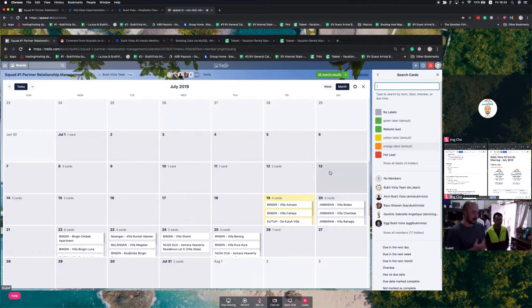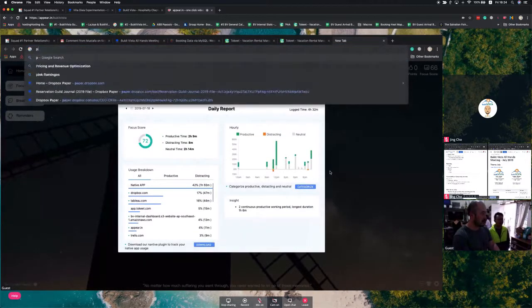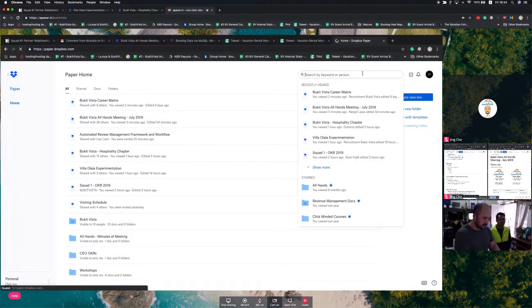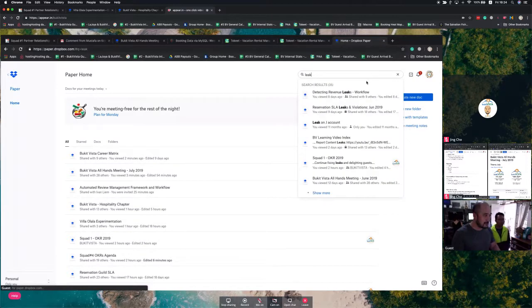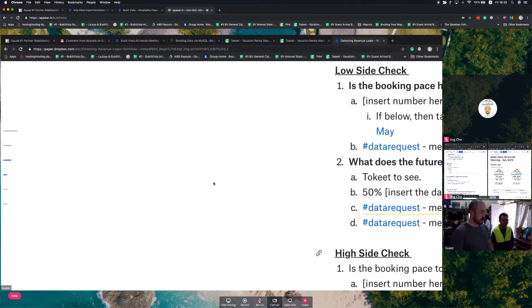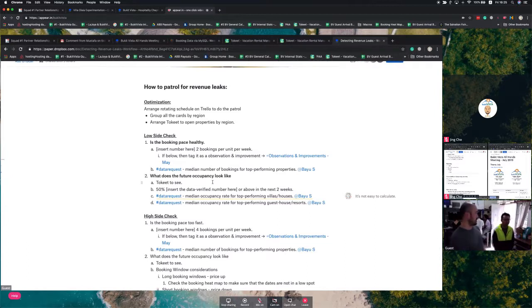So every day I plan and look at different properties, and I give them an inspection. We have this thing called a leak patrol. I'm just looking for where leaks are happening, detecting revenue leaks. So this is my plan. I walk around and really just check for two things. I do a low side check. I see, is the revenue lower than what we expect?